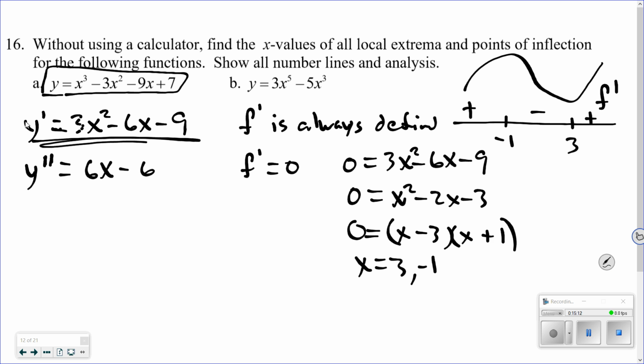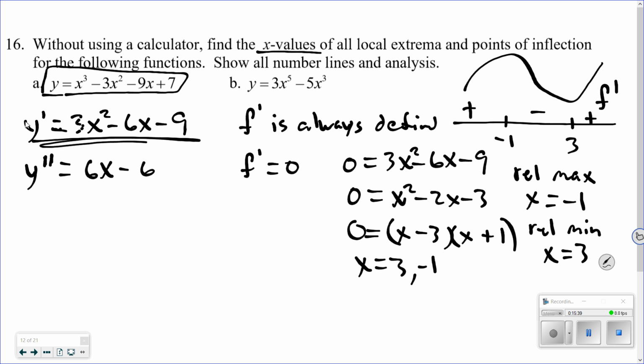There is, I'll write it over here, a relative max at x equals -1. And there's a relative min at x equals 3. Make sure you're careful and read the directions. On that one, it only asked for the x values. If it asked for the points of the local extrema, then we'd have to plug the -1 and 3 back into your original function to find the y values.